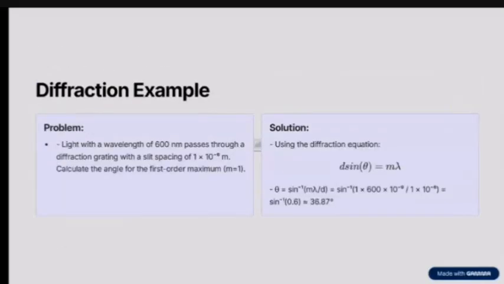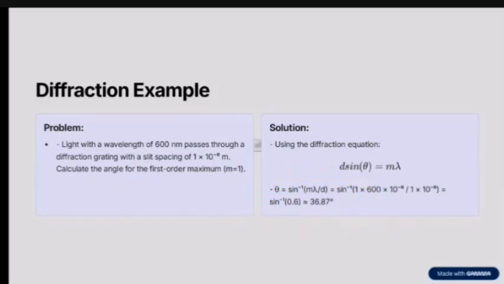So now we have an example of where the formula is being used. They said light with wavelength 600 nanometers passes through a diffraction grating with a given slit spacing. Calculate the angle for the first order maximum. They gave the first order maximum as 1. So now it's just a simple linear equation. You just plug in all your parameters, and you get your final answer straightforwardly.